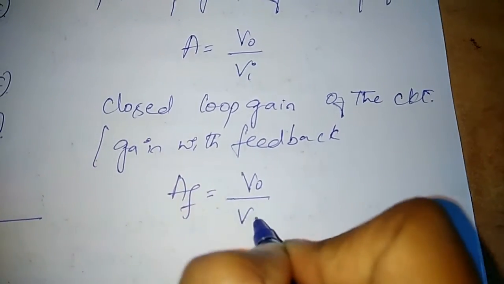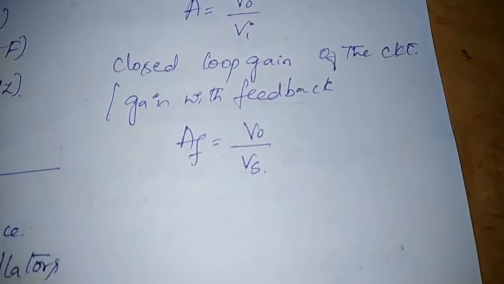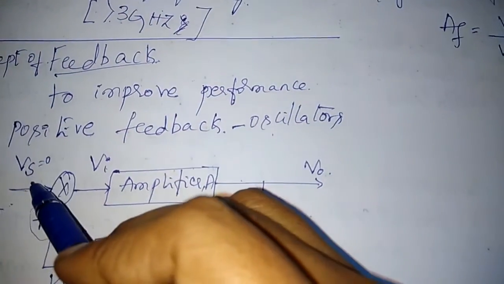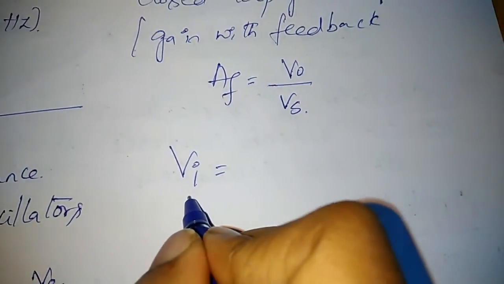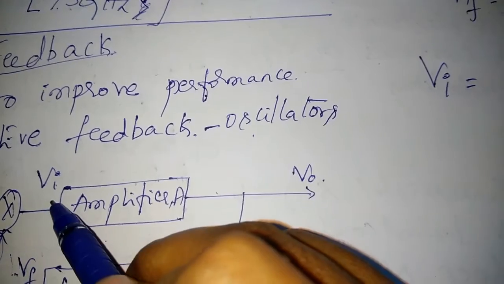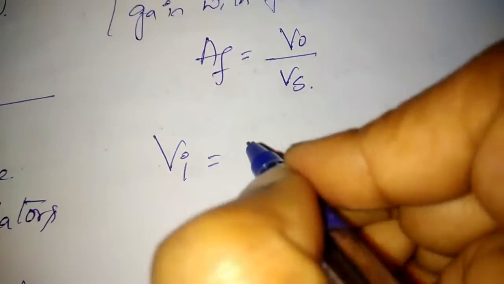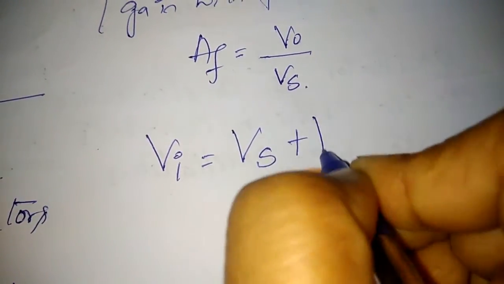Af is equal to V0 divided by Vs. Now here we know that Vf gets added with Vs. So now I can write Vi, that is the input to the amplifier, which will be equal to the sum of your Vs plus Vf.